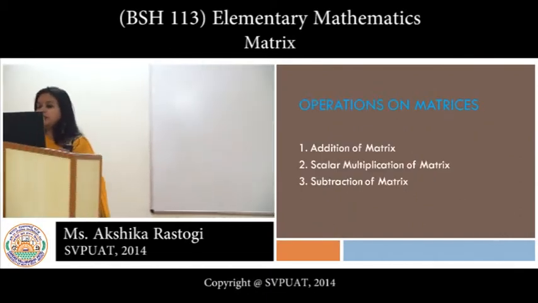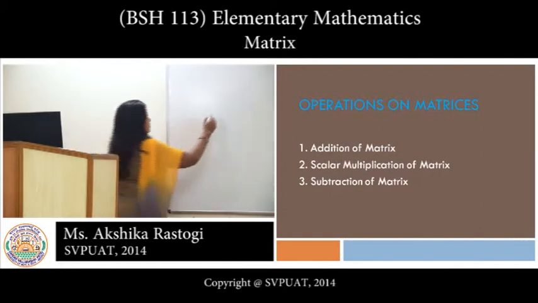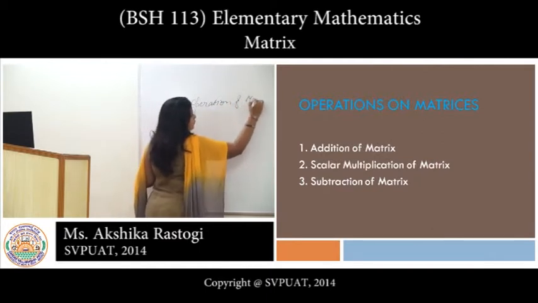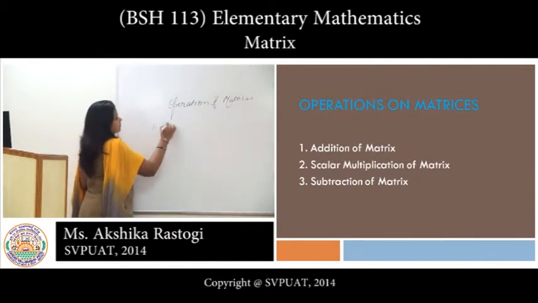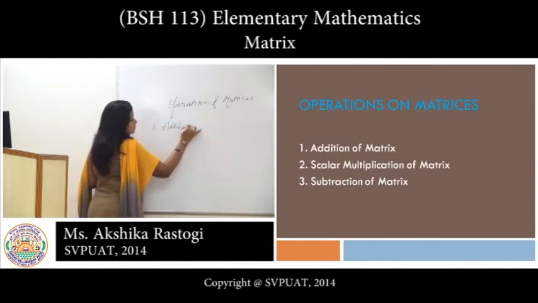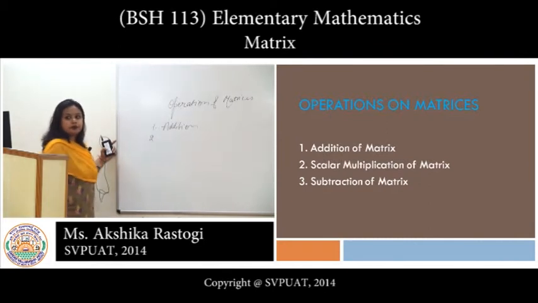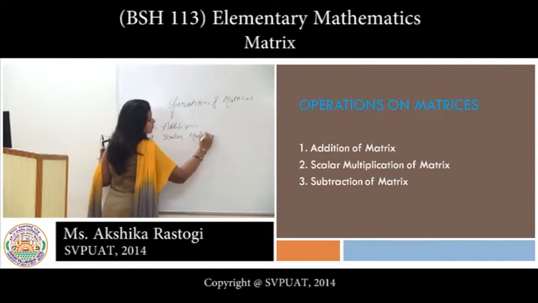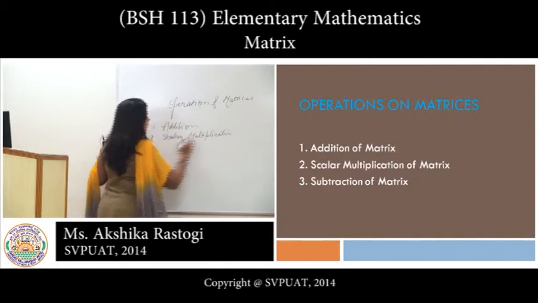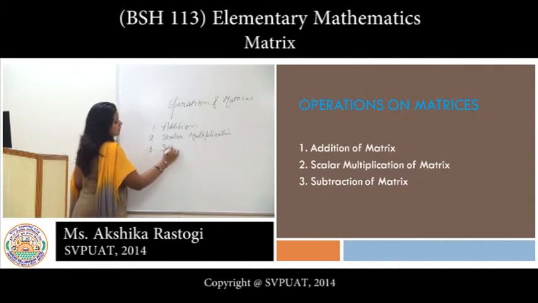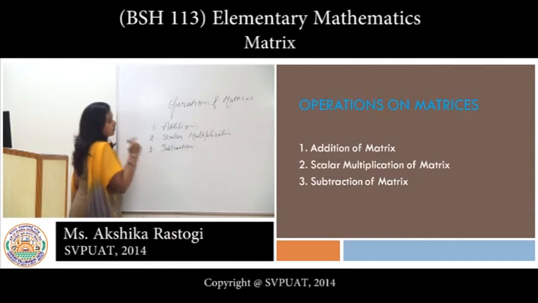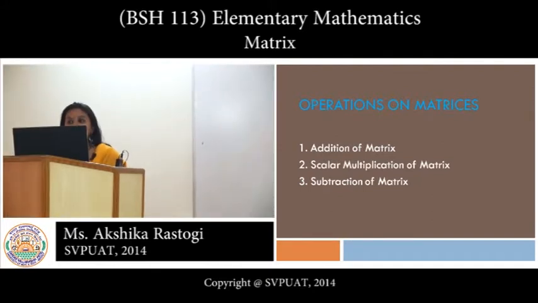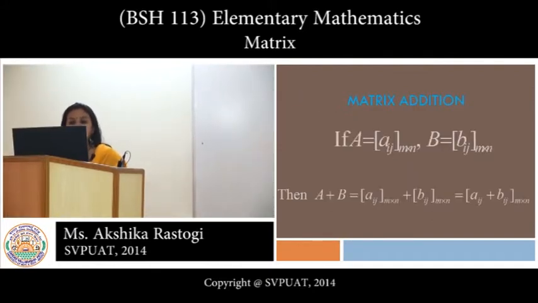In today's lecture, we will cover three operations of matrices. Number one is addition. The second one is scalar multiplication. And the third one is subtraction. We have other operations also, but in today's lecture we'll cover these. So first we have the addition of matrices.